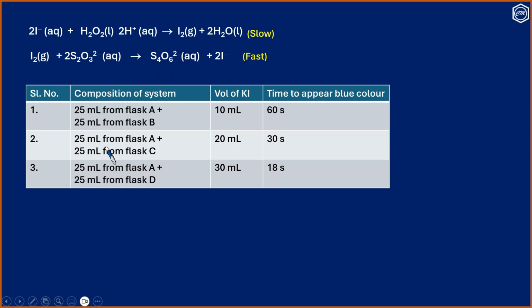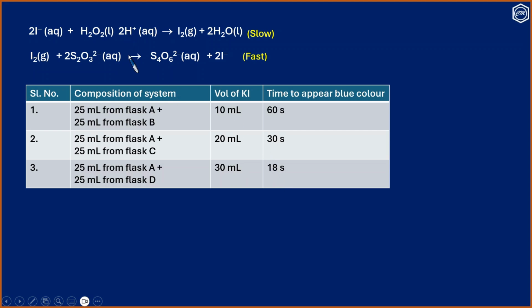In the second case, it is 25 ml from flask A plus 25 ml from flask C, and the volume of KI is 20 ml, and the time is 30 seconds. And for the third one, 25 ml flask A plus 25 ml flask D, the volume of potassium iodide is 30 ml, but the time is 18 seconds. These values are arbitrary and not actual experimental data.